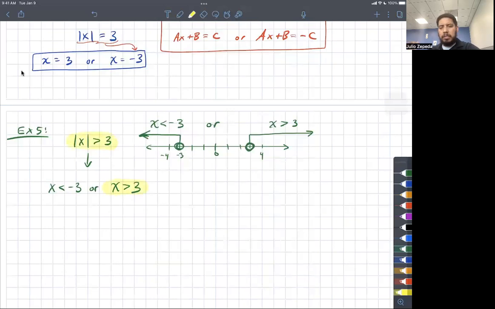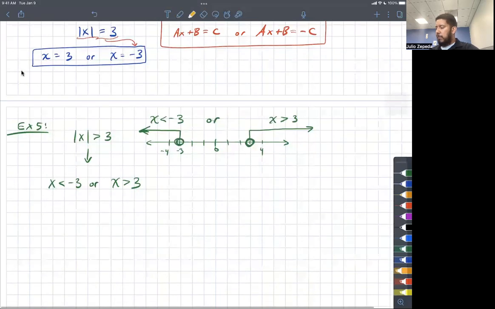One of them is essentially the same as the original, but you drop the absolute value. Then the other is we flip the inequality sign, and then we change the sign of the number. The positive 3 became a negative 3.